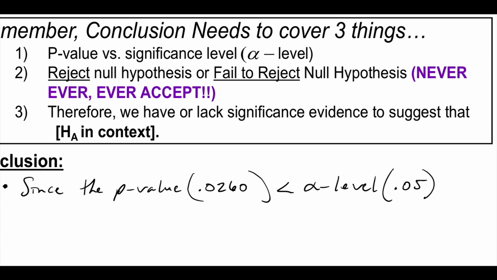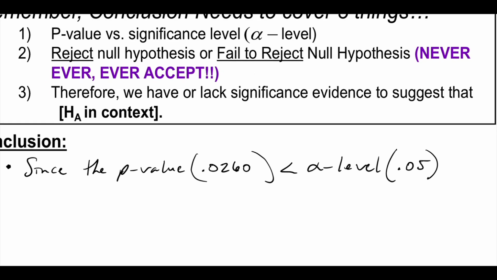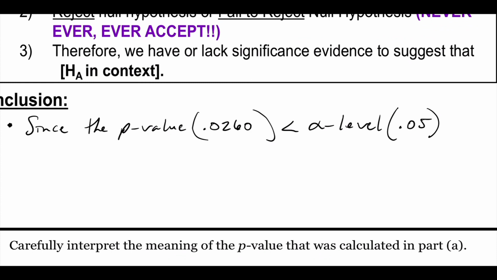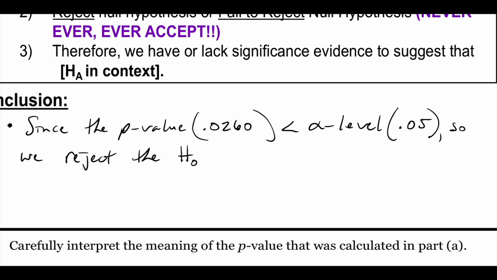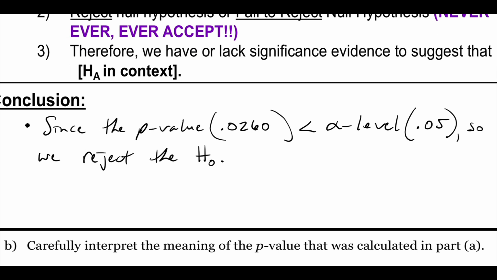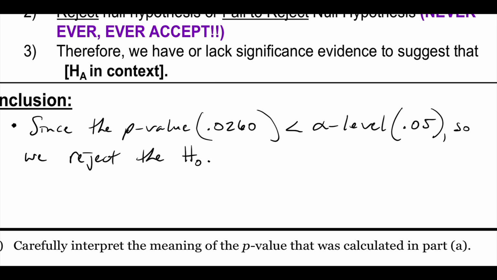So on this one, the p-value is smaller, right? So we reject the null hypothesis. So one more time. If the p-value is less, we reject. If the p-value is greater, we fail to reject.